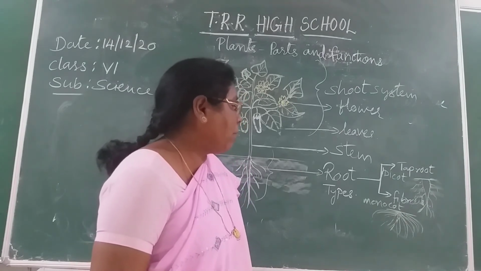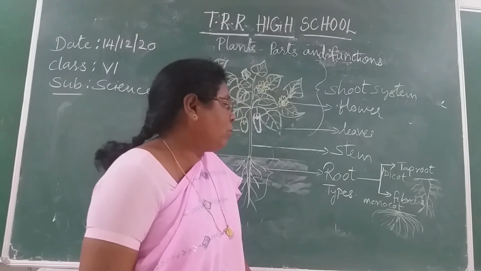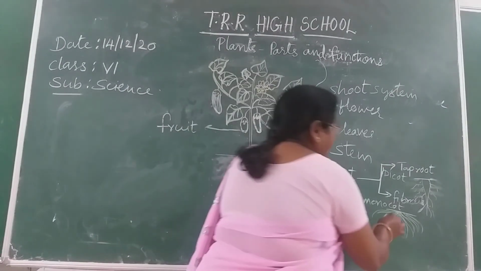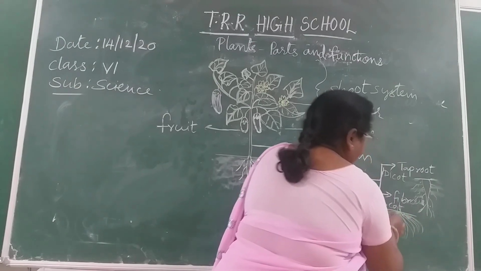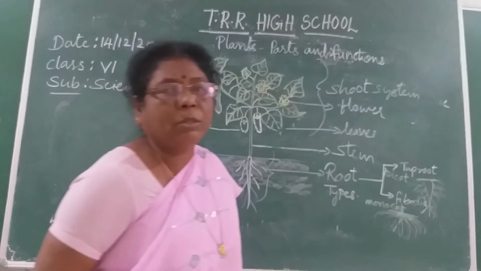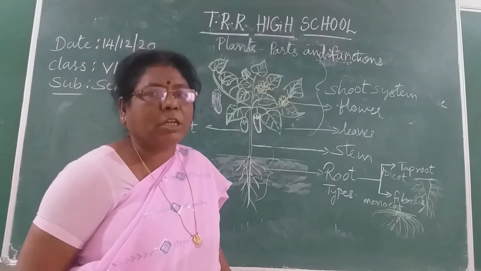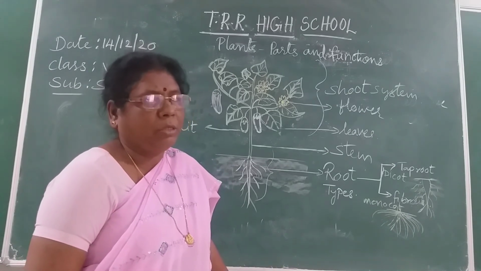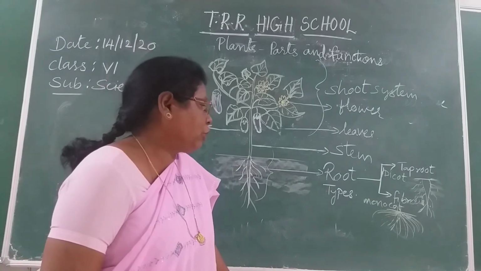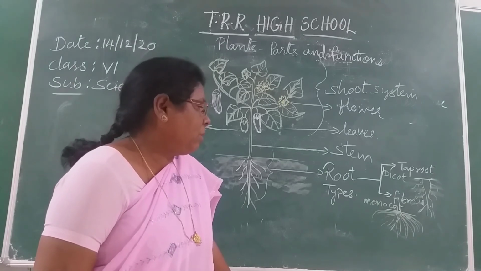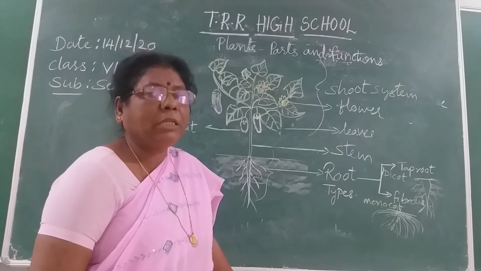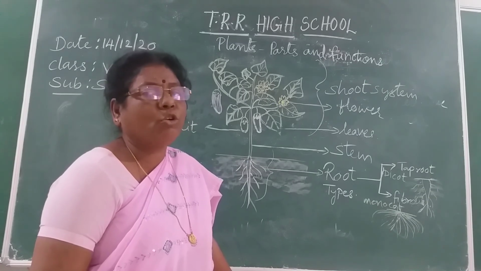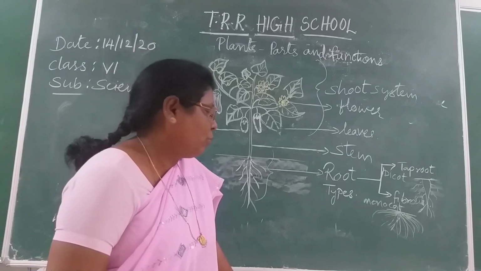In monocots, the fibrous roots spread on the surface of the earth and grow from the base of the stem only. You will see thin hair-like structures in the fibrous root. There is no main root in the fibrous root system.